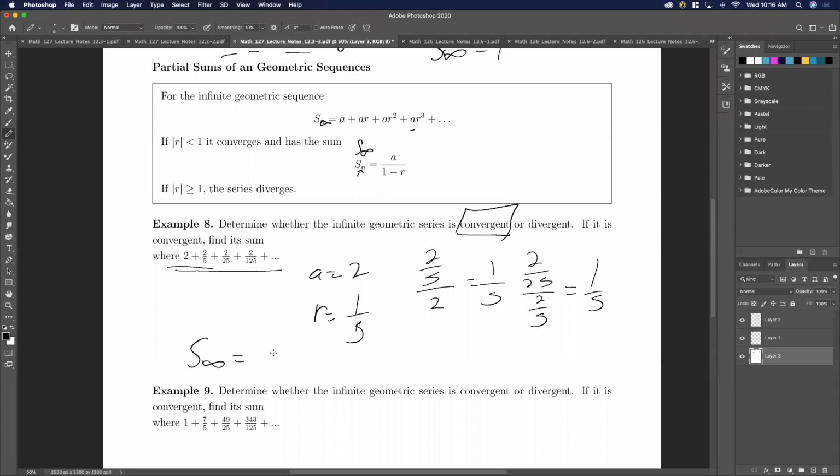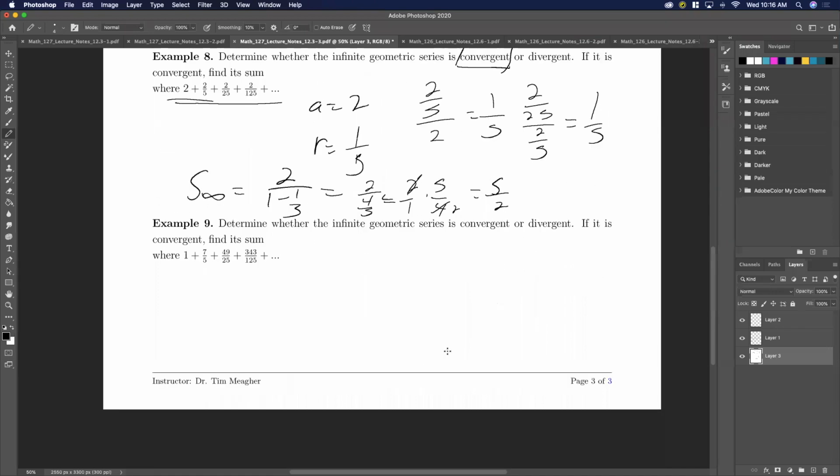So s infinity here is 2 over 1 minus 1/5. 1 minus 1/5 is 4/5. So it'd be 2 over 4/5, and then I flip and multiply. So 2 times 5 over 4. I cross that out, and that just becomes 2. So this is just 5/2. If I add this up infinitely, I'm just going to get 5/2.